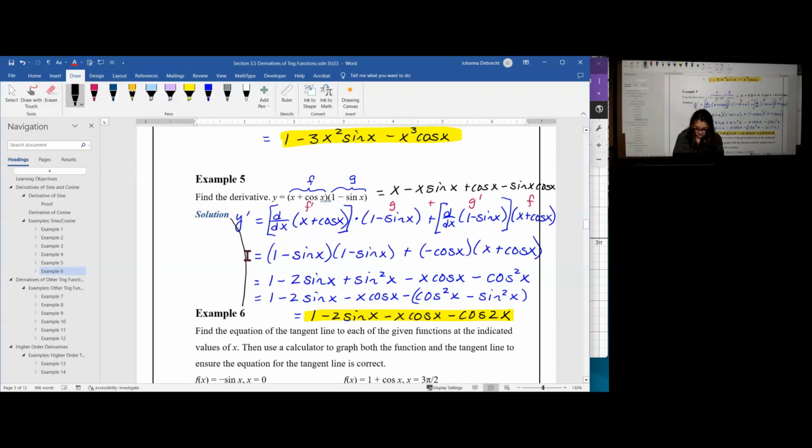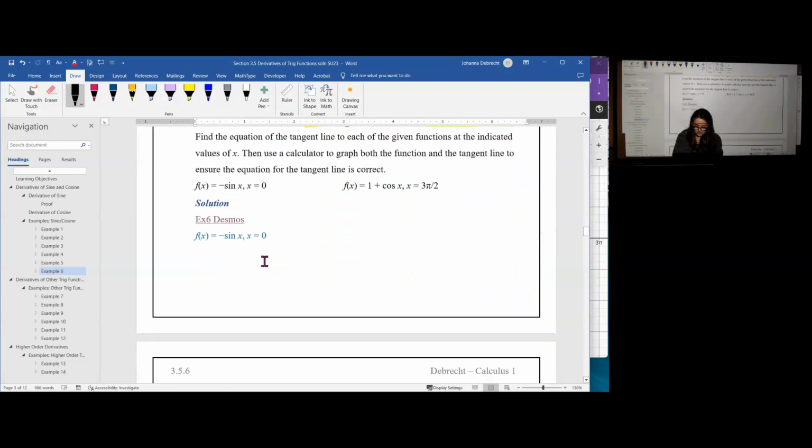Let's now take a look at example 6, and we'll work this one together. In example 6, we want to find the equation of the tangent line to both of these functions that we see here, and then we want to use some kind of graphing utility, I recommend Desmos, to graph both the function and the tangent line to ensure we've got the equation of the tangent line correct. This is really 2 different problems put into the same example. For this one, we're going to focus first on the function negative sine x at x equals 0.